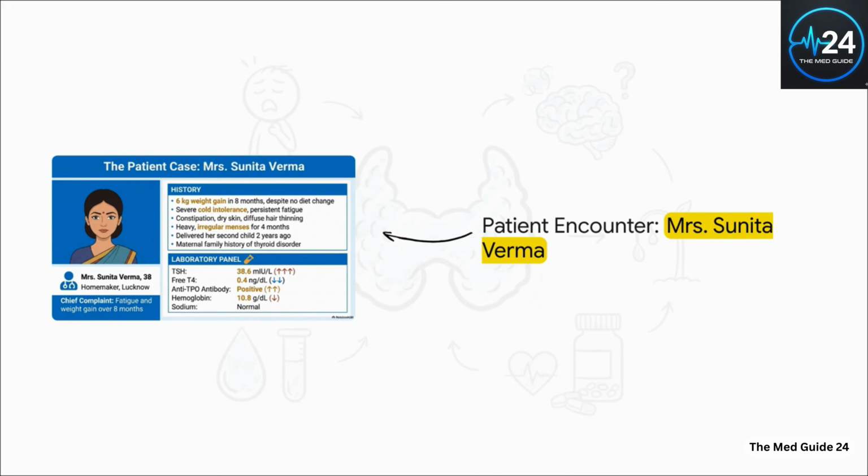She's frustrated by a 6-kilogram weight gain over the last 8 months, and this is despite absolutely zero changes to her diet. She's also experiencing severe cold intolerance, persistent fatigue, constipation, dry skin, and heavy, irregular menses.